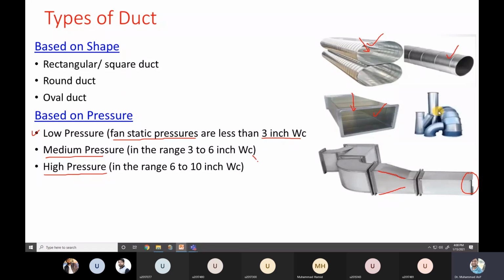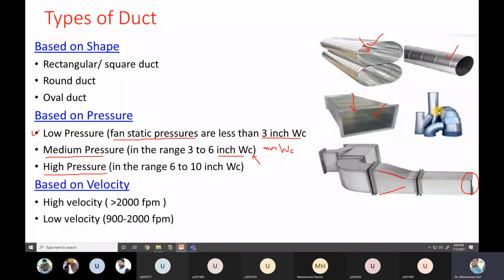I also discussed in the previous class that the pressure in ducting is normally represented with either millimeter of water column, mm of WC, or inch of WC. So normally these are the two units used for ducting systems.